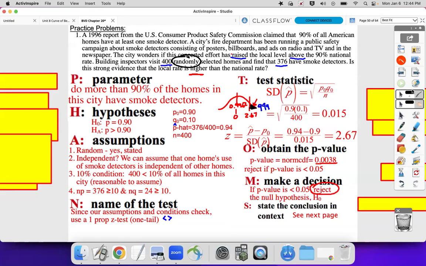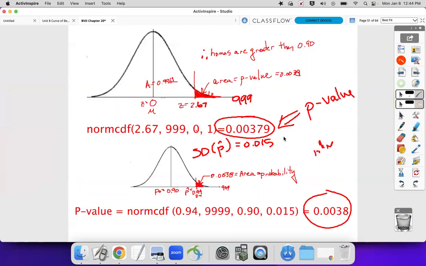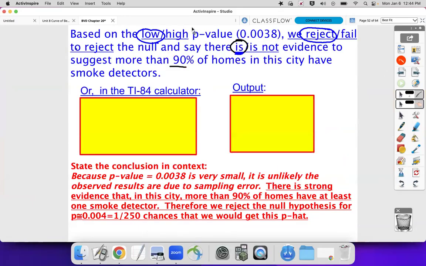And then they always want you to write your conclusion in context. So here's a little picture of what I did for the normal distribution. You're going to go to 2nd VARS, normal CDF, and put these numbers in. These are the words I want you to use. Based on a low or high p-value, we got a low p-value, and then you report what it is, 0.0038. If it's low, we reject. If it's high, we fail to reject the null. For low say "there is"; for high say "there is not." There is evidence to suggest that more than 90% of the homes in the city have smoke detectors.